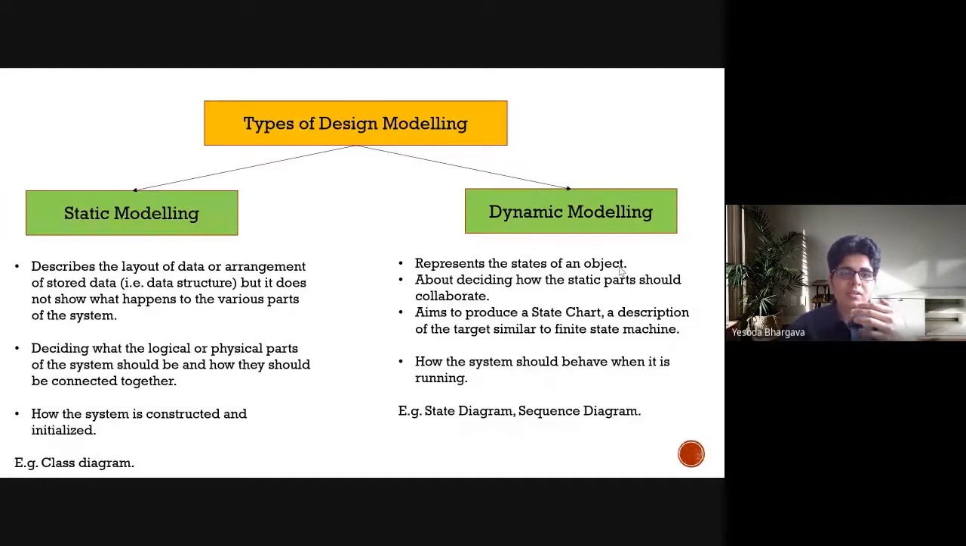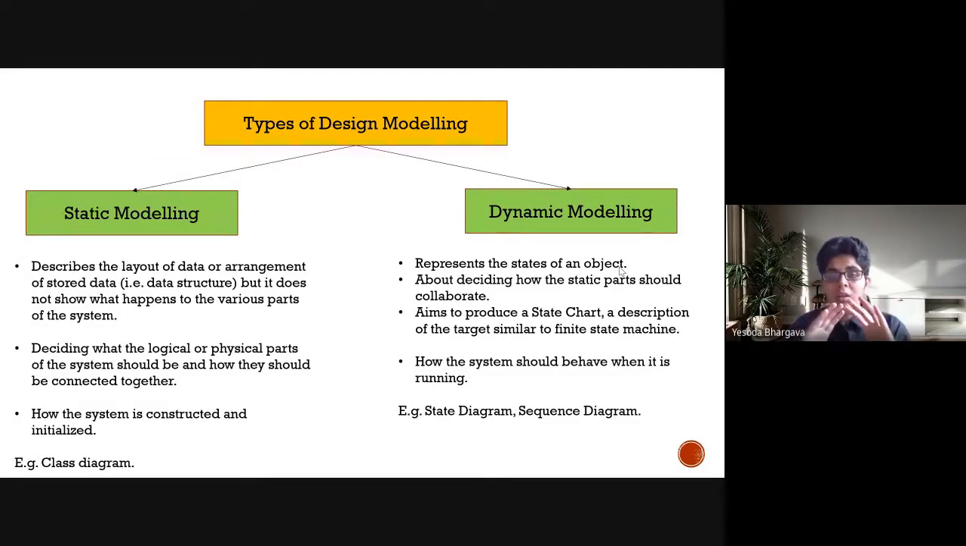In static modeling, you decide what the logical or physical parts of the system should be and how they should be connected to each other. So think of a class diagram. You're analyzing them, you're identifying their attributes and functions, and basically you're trying to understand how they are connected structurally and logically with each other.